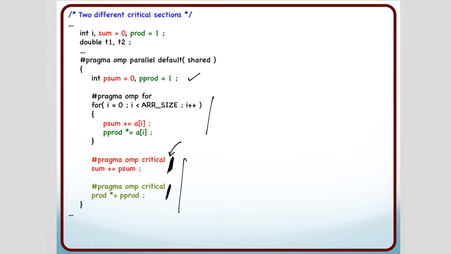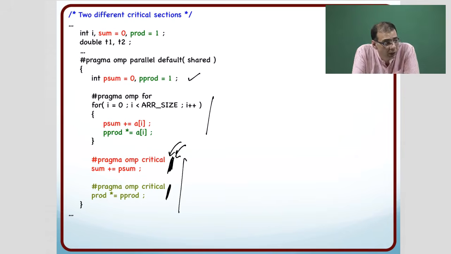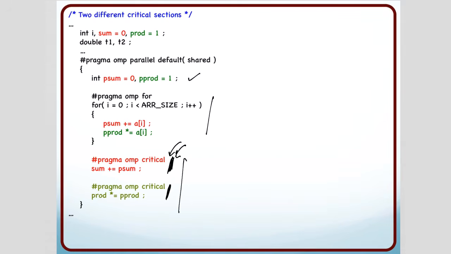And at this point in time, another thread, let's say thread 1, comes here and wants to update the sum, but it won't be able to enter the critical section. What does critical section say? Critical section says that only one thread is allowed to enter a critical section at any point in time. But these two operations are completely unrelated, right? So if another thread was updating sum, it wouldn't matter to me.